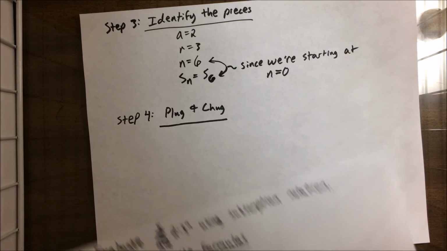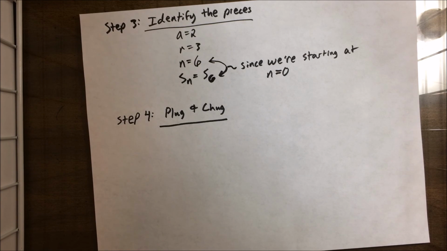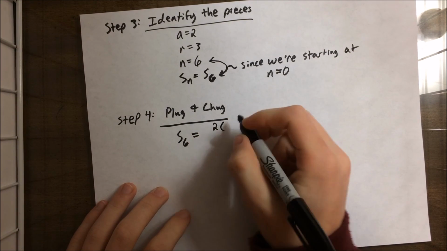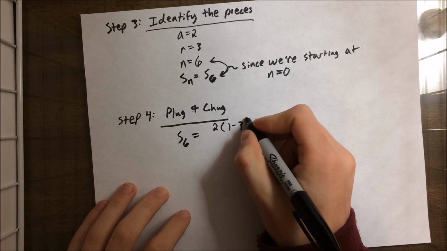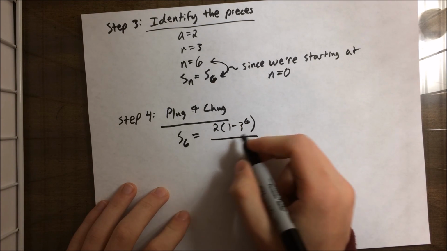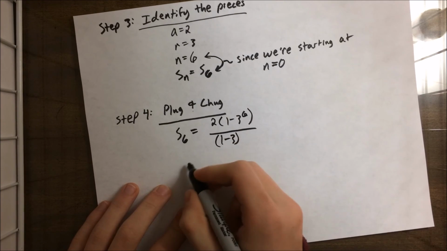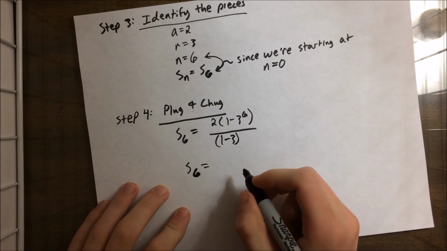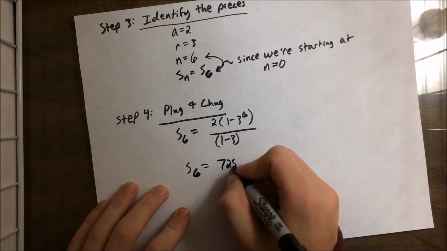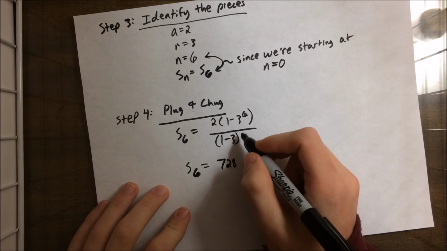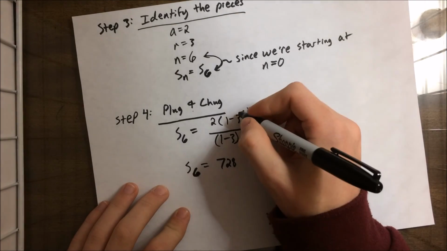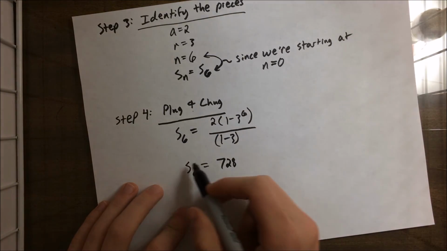Okay, so then step 4 is to plug and chug. So S sub 6 is equal to 2 times 1 minus 3 to the 6th over 1 minus 3. So S sub 6 is equal to 728, because the denominator becomes negative 2 and the numerator becomes a negative. So the signs cancel and the 2's cancel. So your answer is really that right there. So 728.